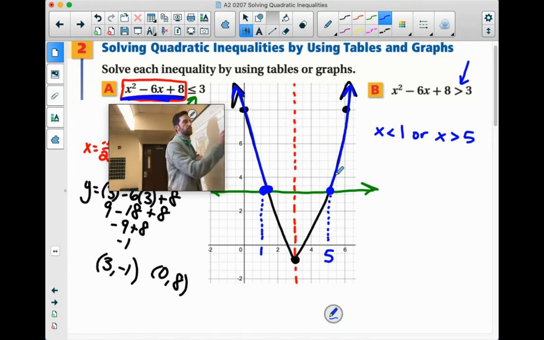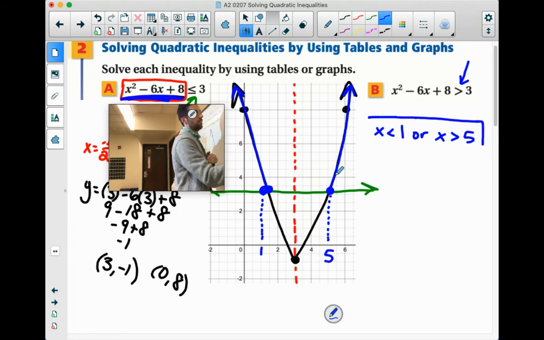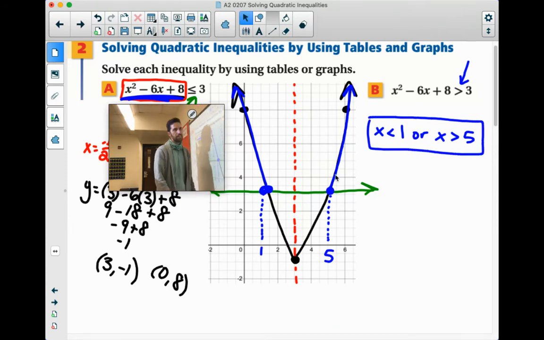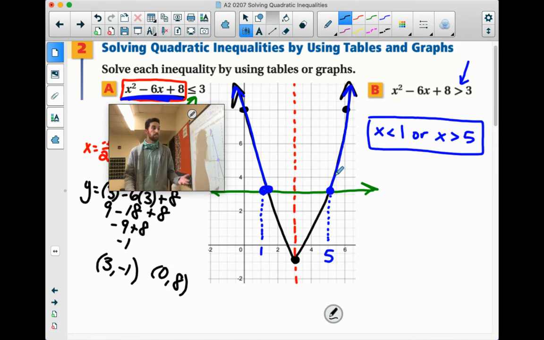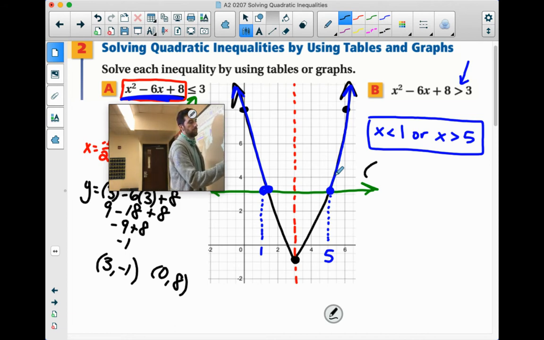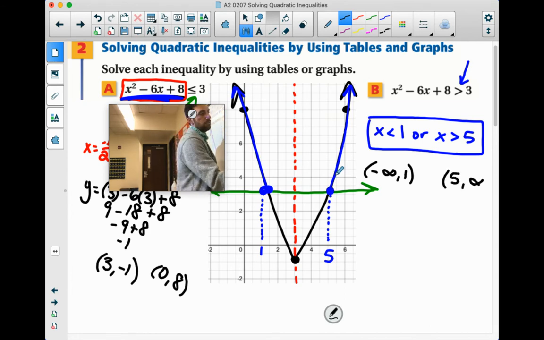So that is one way you can list it, and it's the way I would prefer to list it. But you can also list that in interval notation, but that's where it gets a little trickier. So less than 1, we could say, well, that's negative infinity to 1. And remember, it gets a parentheses on there because it's not equal to 1. Now for the x is greater than 5, again, it would be parentheses 5 to positive infinity.